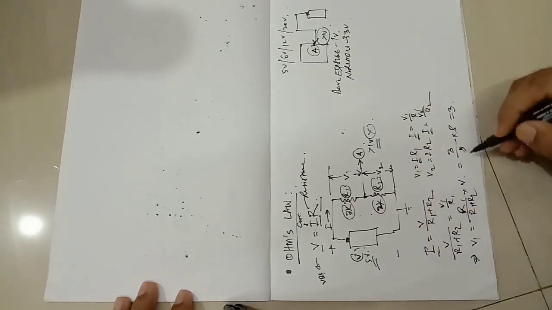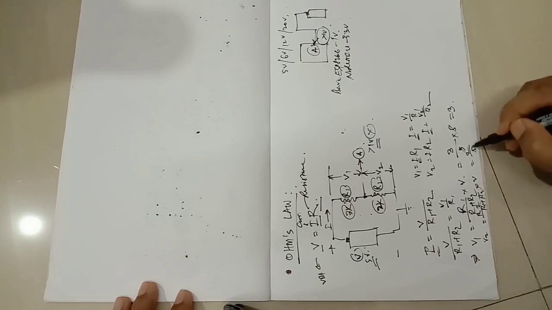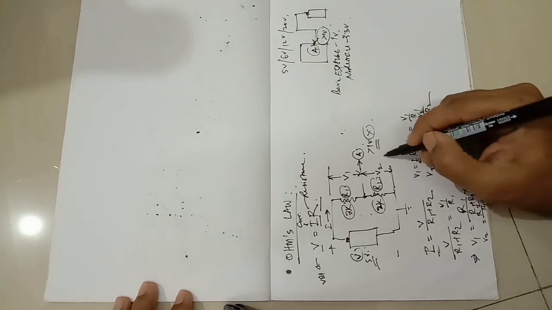So we can also do that similarly. V2 would be equal to R2 by total resistance into V. So 2 by 5 into 5 is equal to 2 volt. Okay, so now you get 2 volt here.